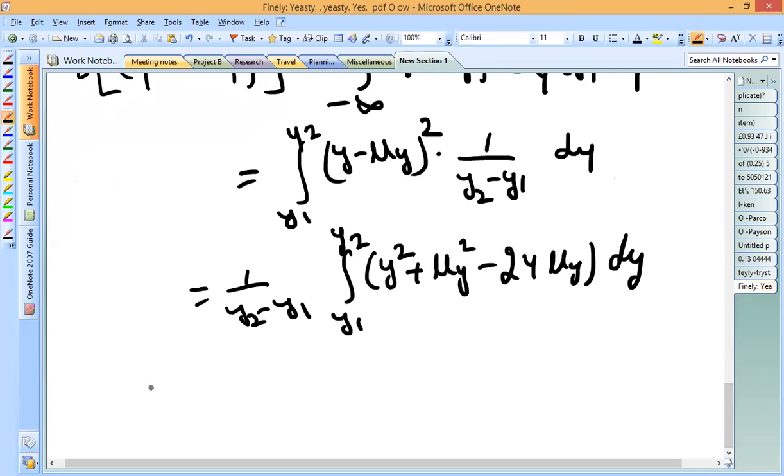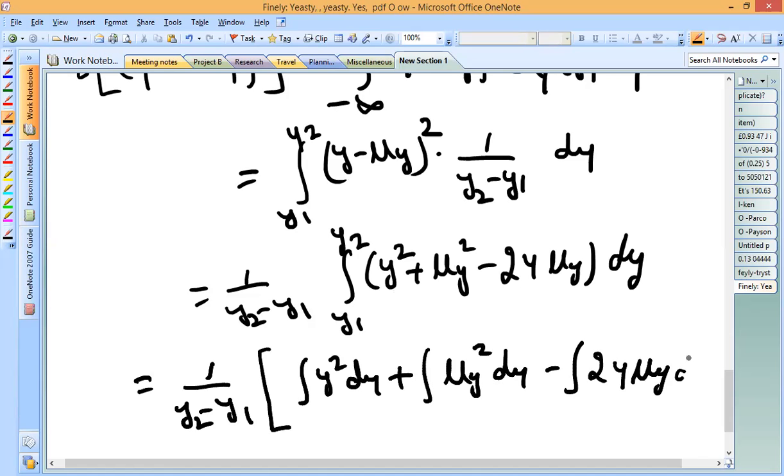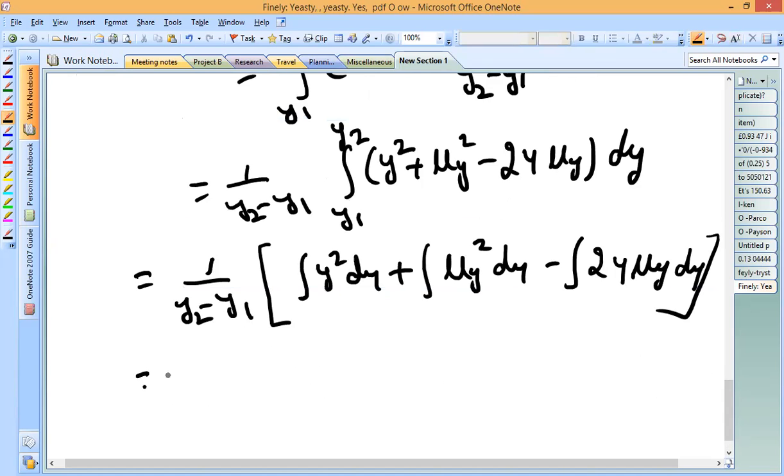Now you can split this integration into three terms because we have the addition and subtraction. This can be split up. So here integral y square dy plus integral mu y square dy minus integral 2y mu y with respect to y. The limits are the same for all, that is it ranges from y1 to y2, which you can copy later. 1 by y2 minus y1.